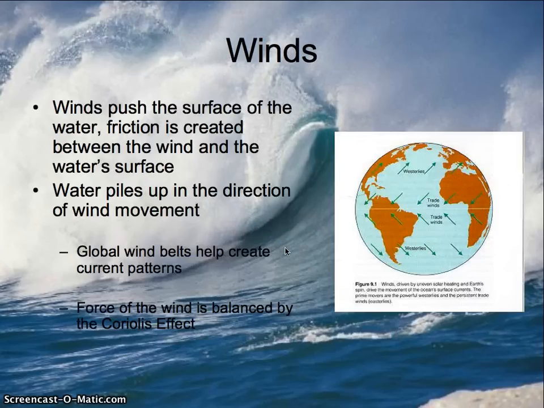Now the wind that we talked about, the global wind currents, push the surface water. So here we have the westerlies traveling in this direction, and as they're traveling, they're pushing the surface water. And the water piles up in the direction of movement. Global wind belts help to create the current pattern. The force of the wind is then balanced by the Coriolis effect.